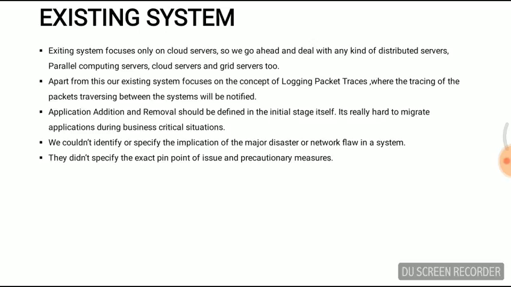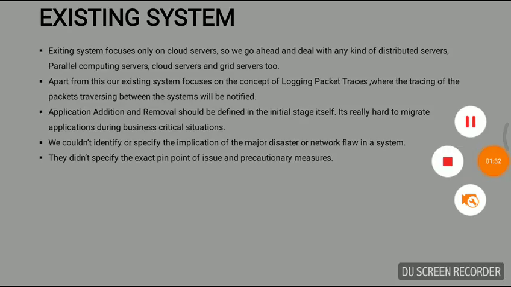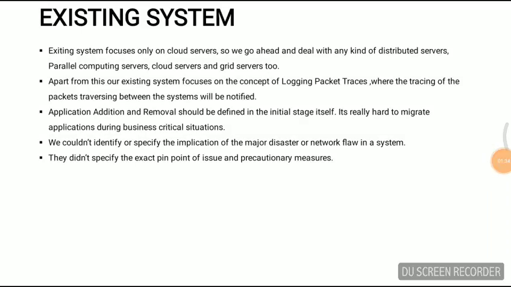In the existing system we use a parallel computing server, cloud server, and grid server to save distributed servers. Apart from our existing system, we focus on concept logging and packet tracing, so that tracing of packets between systems will be notified. Application addition and removal are defined in the initial stages, and we could identify or specify the implication of major disaster network flow in the system.